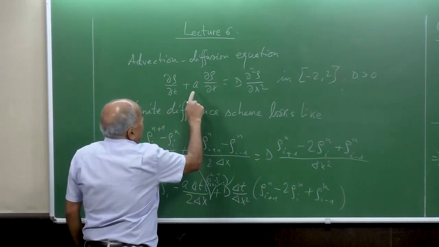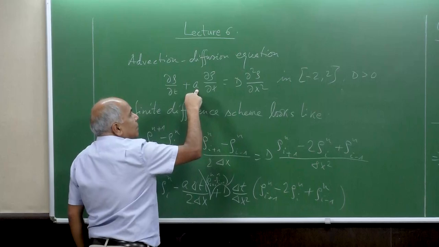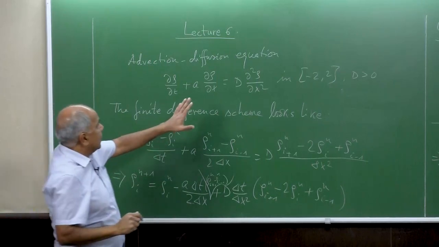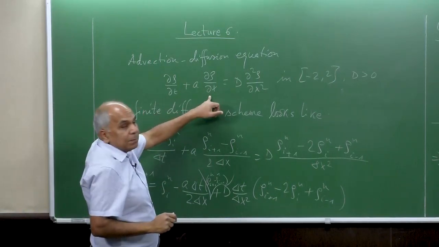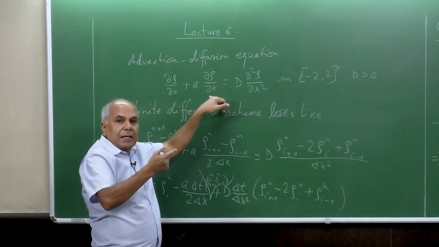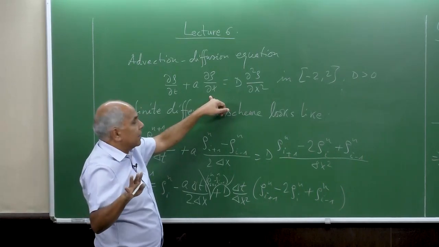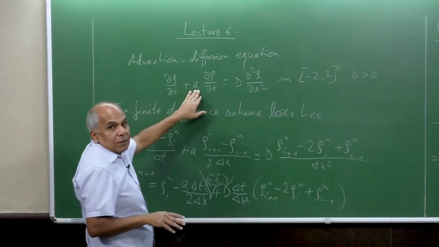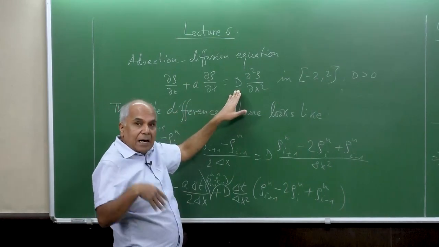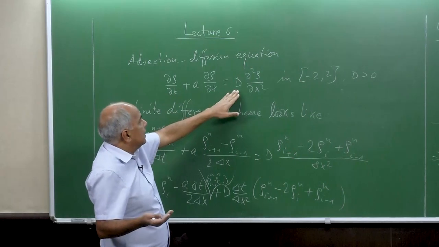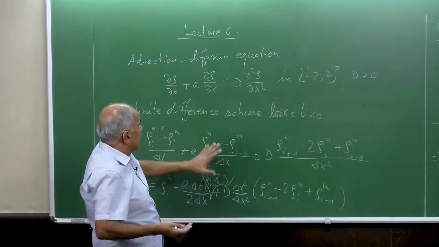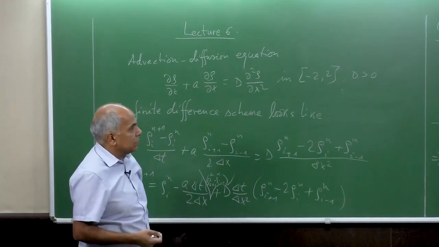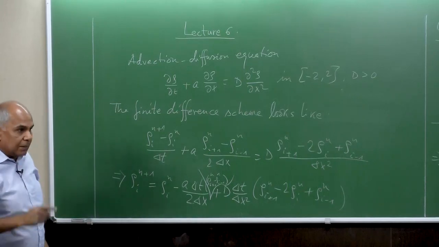Now, what will happen if A is much larger than D? Then it is dominated by the convective part. In that case, we may have to do the approximation according to the information coming in or going out. We should use upwinding for the approximation. But if D is large enough to dominate the convective part, then we may not need any upwinding here. For certain D, we will have a smooth solution. I will come to that in the lab session.